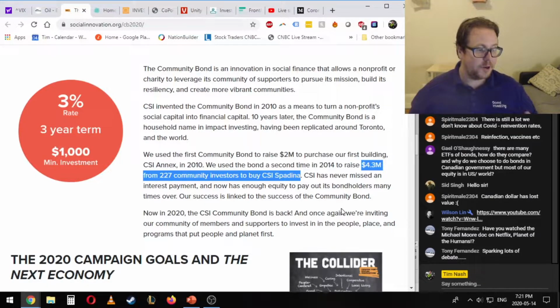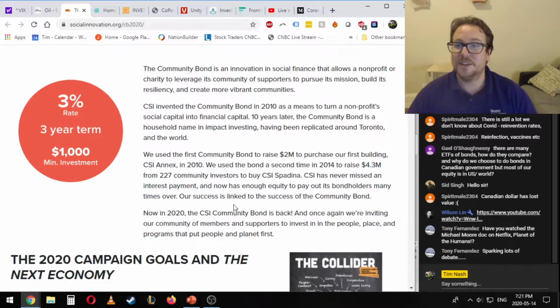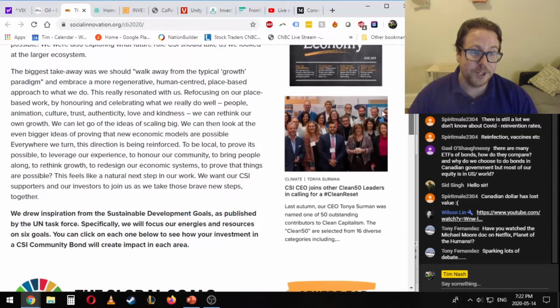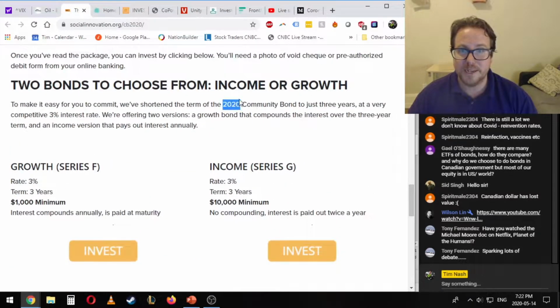And the only way a nonprofit can do that is by issuing community bonds. So really, really cool there. You can see here, CSI has never missed an interest payment, which is fantastic to see that type of consistency when it comes to the interest payment. What they're doing is they have a new offering. So you can see here, they've got the 2020 community bond, right? What they've done is they've shortened it to 3 years.